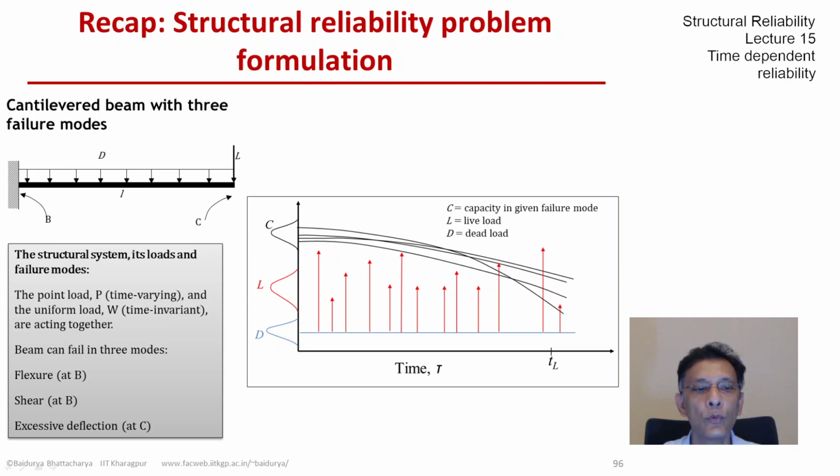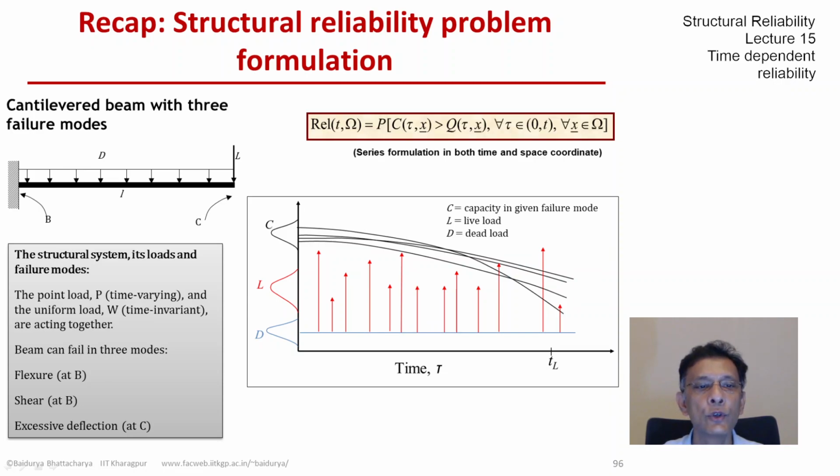So here we see that there is some sort of time aspect both in the capacity, which is degrading with time, and in one or more, here one, load component. So the live load is not invariant in time, dead load is invariant in time, but live load is not. And here in the example, you see that live load occurs as random pulses on the timeline. So we have here a series formulation, not only in critical locations, but also in the time index.